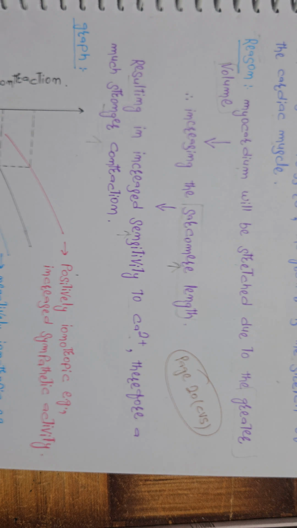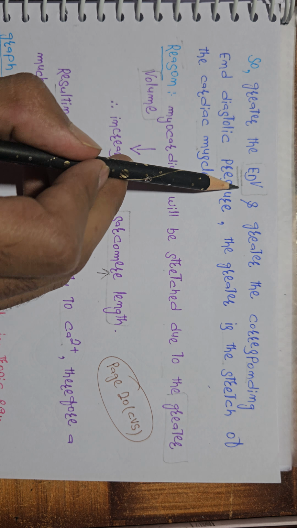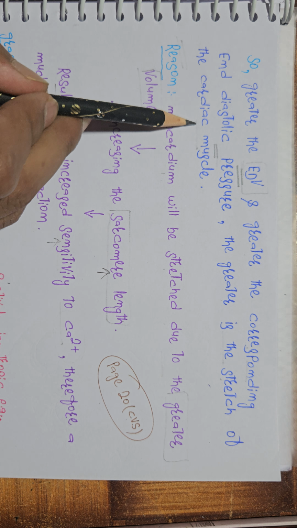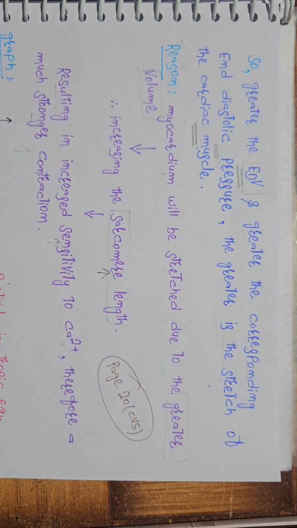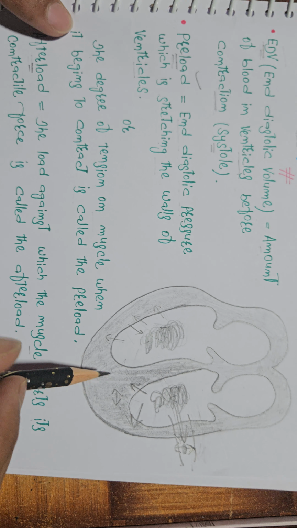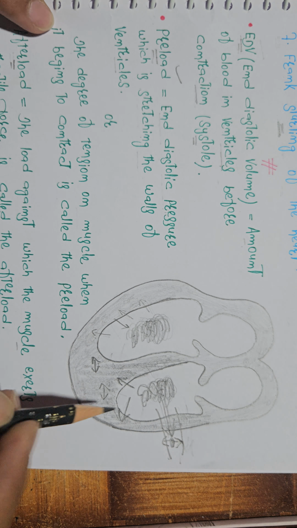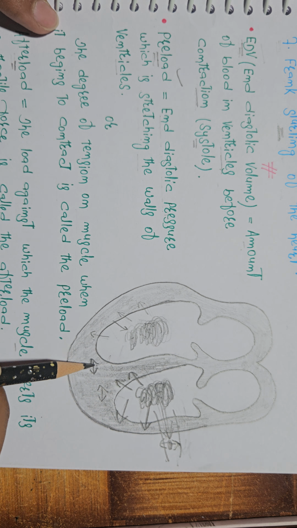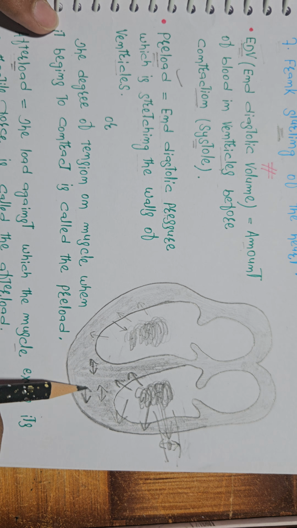Clearly, that's why I stated greater the end diastolic volume, greater the corresponding end diastolic pressure, and greater is the stretch of cardiac muscle. So greater the pressure, greater is the stretch of cardiac muscle. Clearly, when there is more end diastolic volume, there will be more pressure on the walls of the ventricles. Now this cardiac muscle stretches.